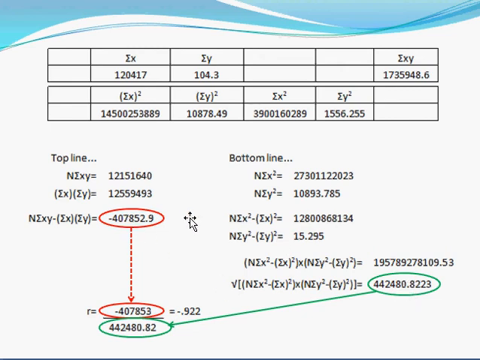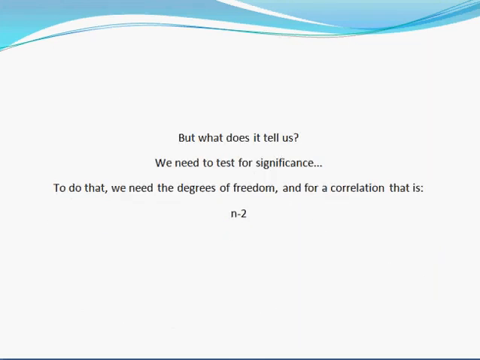Notice that they're starting to get closer and closer. Minus 407,853 divided by 442,480.8223, and that gives us our correlation value, minus 0.922 in this particular case. But what does it actually tell us?